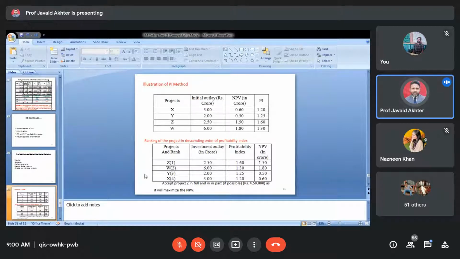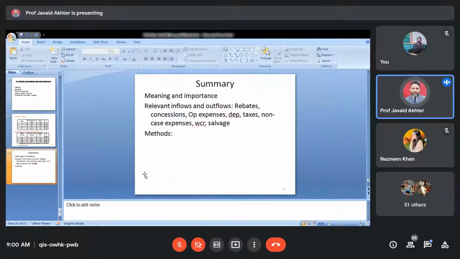Therefore, we follow profitability index method in a situation where there are large number of projects. Projects are arranged in order of profitability index, and highest rank is assigned to a project which has got the maximum PI followed by lesser one, and so on and so forth. So this is the decision making criteria.